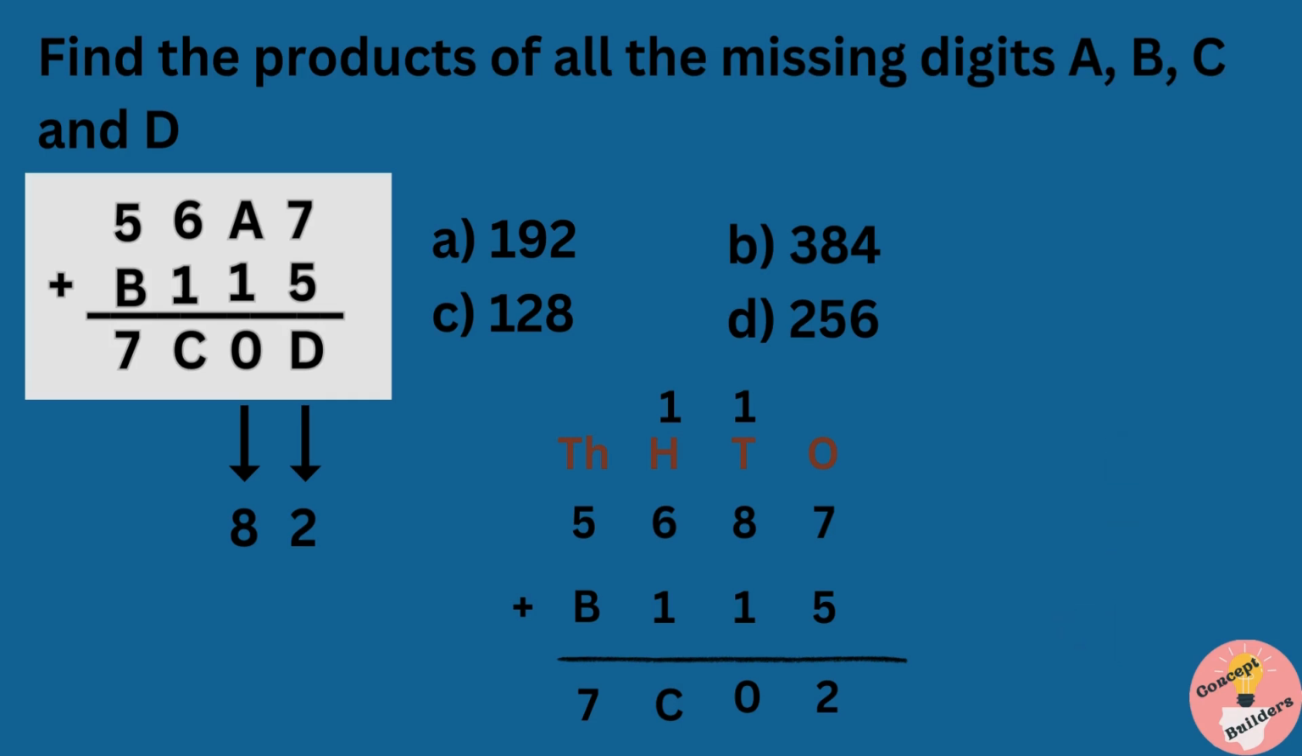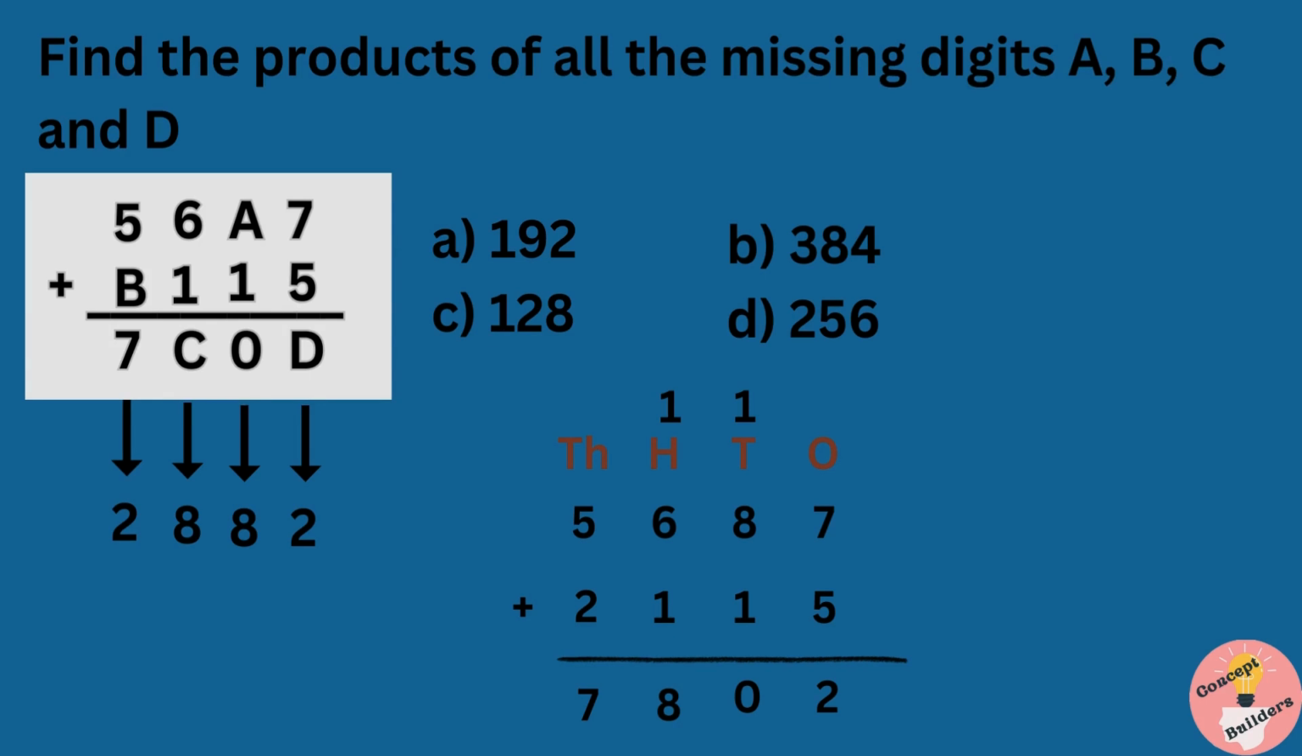Okay, let's move to hundreds place now. We already know that we have a carryover one. We add that to this 6 and 1. We get 8 in total. So, C is 8. And finally, we move on to thousands place. Here we see B has to be added to 5 to get 7. So what is B? We can easily get that by subtracting 5 from 7. B is 2.